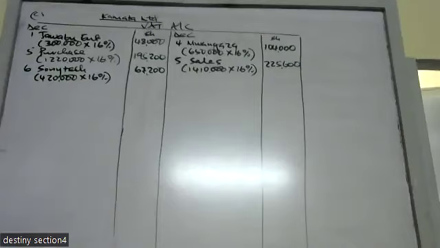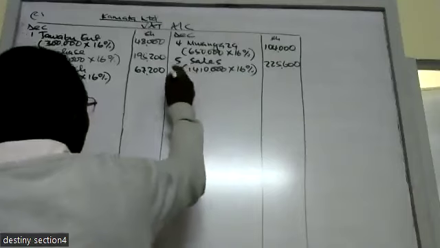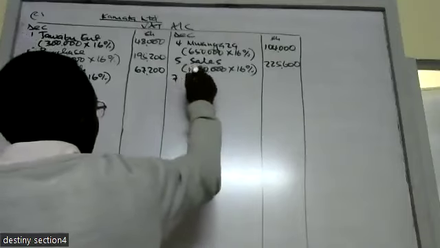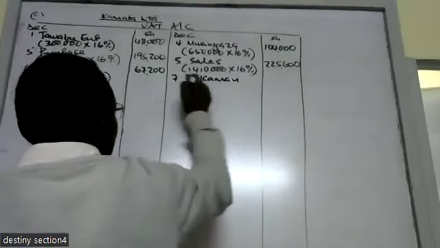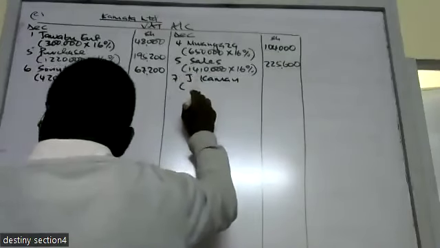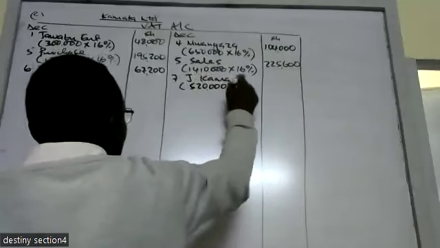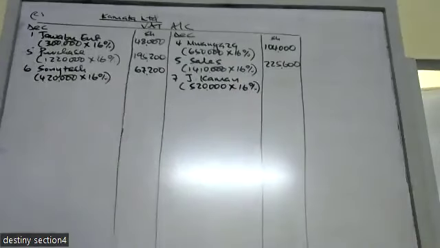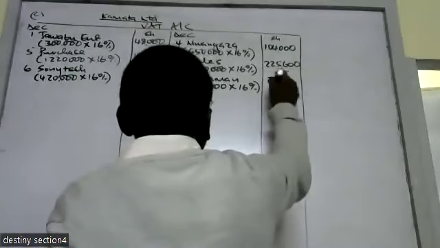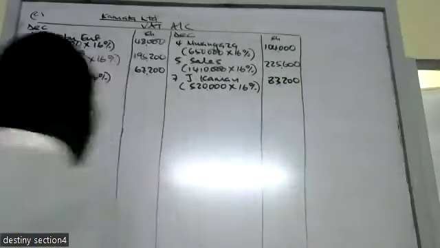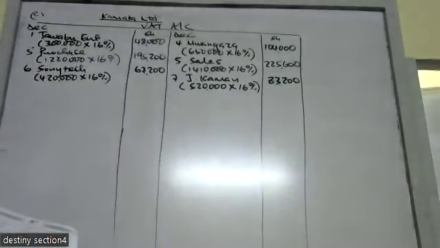Then you go to the sales day book. There is J Kamau, to whom they sell. We come here and record on 7. They sell to J Kamau. The value of the sale to J Kamau is 520,000. 520,000 we multiply by 16%. So 83,200 would be our VAT. So we put that, and we are done with 7.